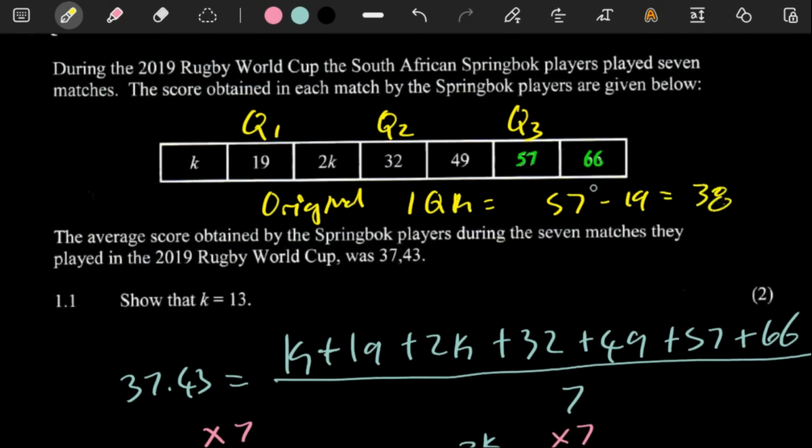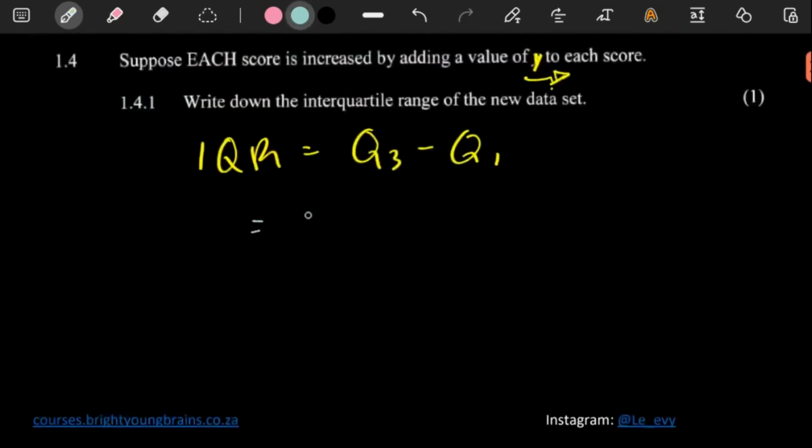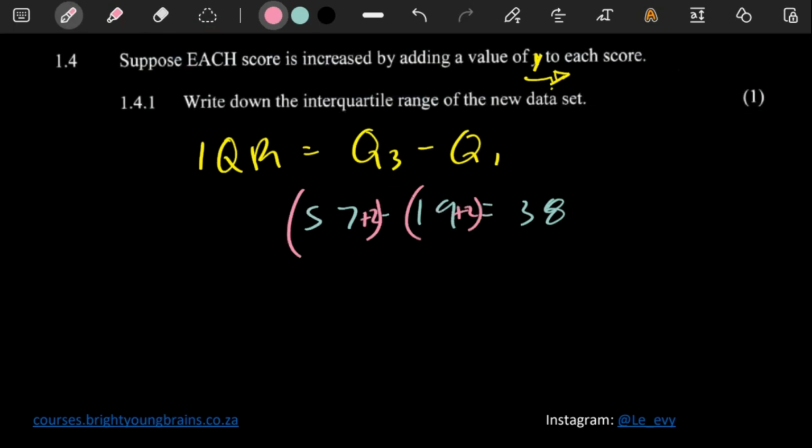which is 38. Now the issue is if both of these two numbers move up by the same distance, the distance between them is still going to be 38, you see. So here the interquartile range is still going to be 57 minus 19, which is 38. The reason is, if you think of it logically, if you increase this number by 2 and you increase this number by 2, your interquartile range is still going to stay the same. 57 plus 2, minus 19 plus 2, you're still going to have that 38 there. So that's how we're saying here the interquartile range stays exactly the same. That's why it's only a 1-mark question.